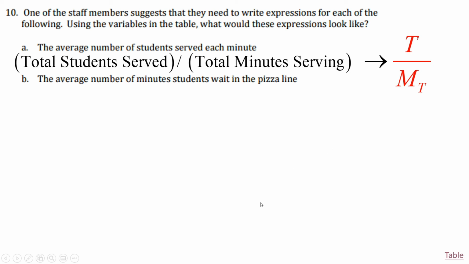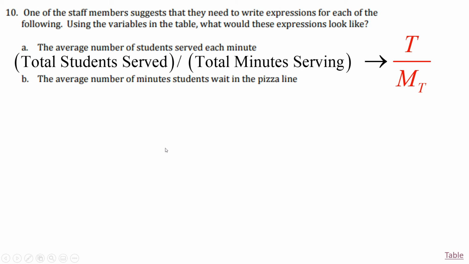So one of the staff members suggests that they need to write expressions for each of the following. Use the variables in the table. What would these expressions look like? So the average number of students served each minute would be T, the total students served, divided by M sub T, the total minutes we're serving lunches.